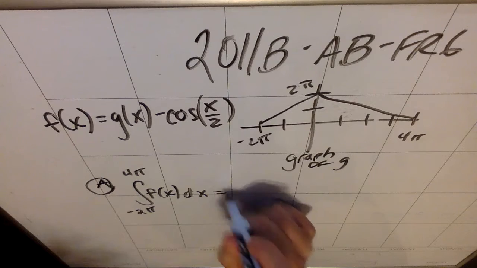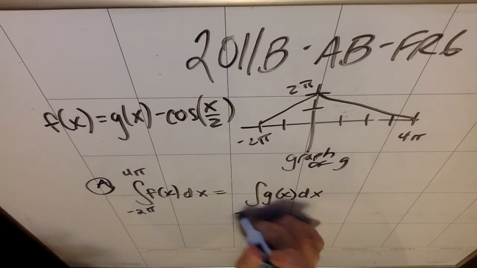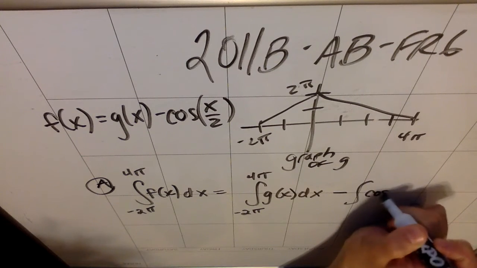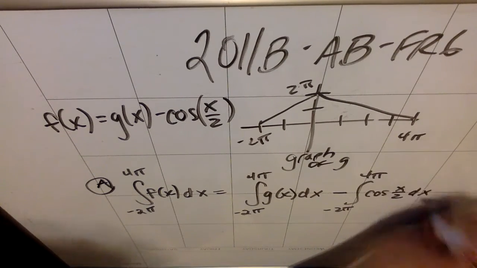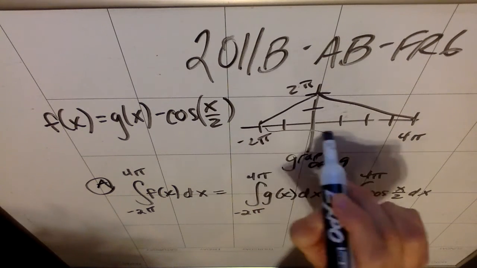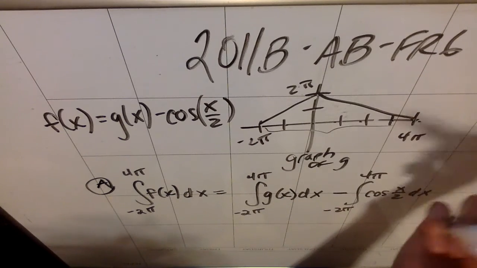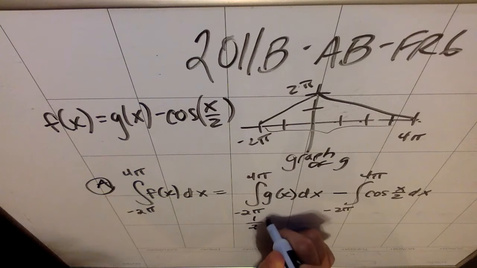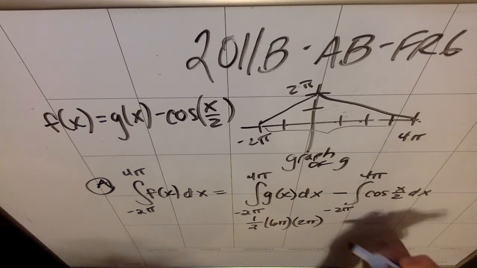So the trick is that f is actually two things. It's going to end up being the integral of g of x dx from negative 2 pi to 4 pi minus the integral of cosine of x over 2 from negative 2 pi to 4 pi with respect to x. So this piece is just the area of the graph. This graph has a base of 6 pi, because this is 1, 2, 3, 4, 5, 6, and each one of these hash marks is a pi, and it has a height of 2 pi. So this is going to be a triangle that has 1/2 the base times the height, so I'm going to get 6 pi squared.